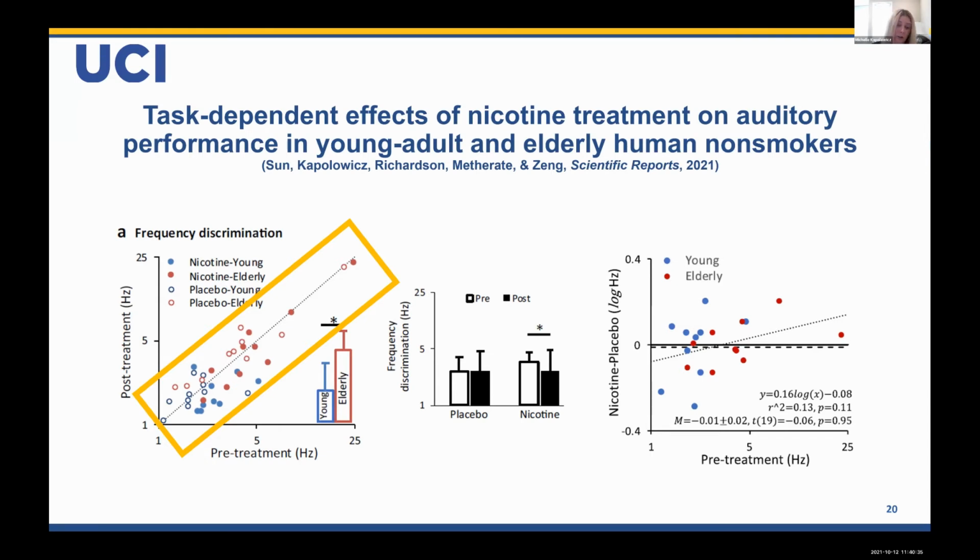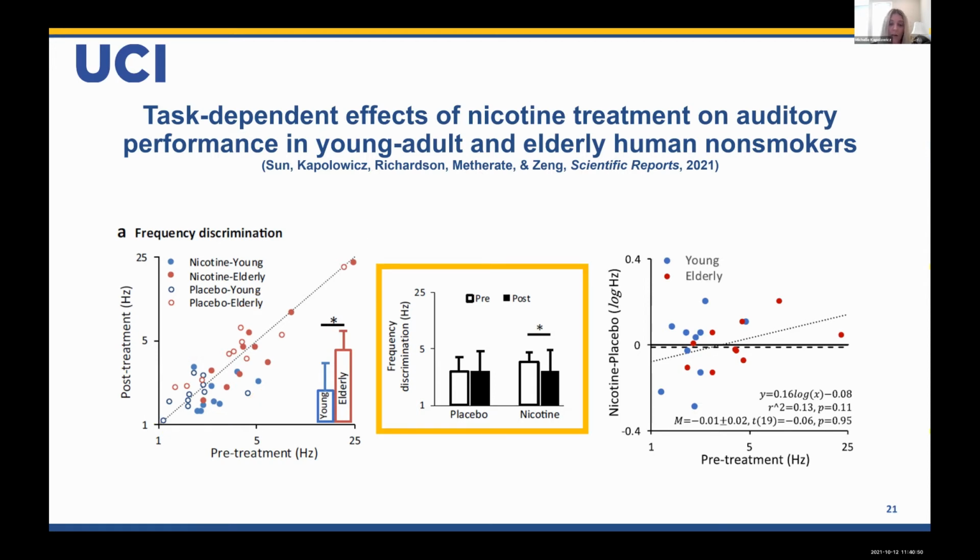And then another point to notice is that the filled circles, which is the nicotine treatment, primarily fall below the line versus the open circles that are primarily above the line. So that points out what we see here, which is that the placebo really didn't do anything for the groups. This is when we combine them now. But as a whole, whether you're young or older, nicotine did something here. It helped you relative to no nicotine, so relative to your pre-treatment performance.